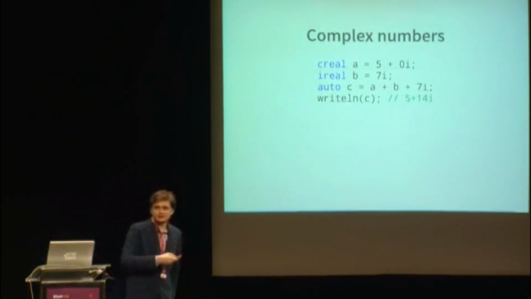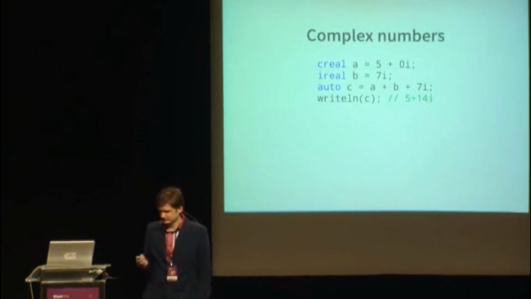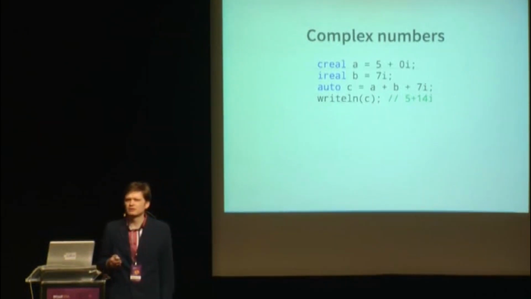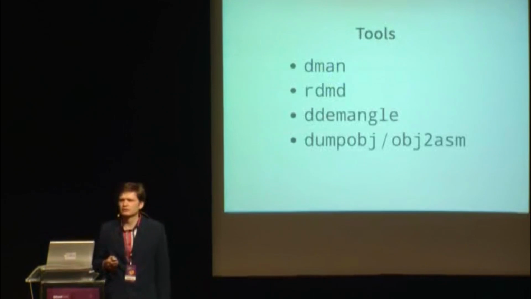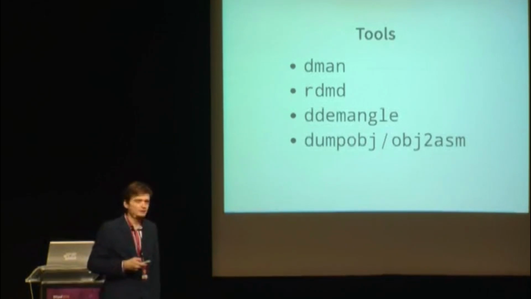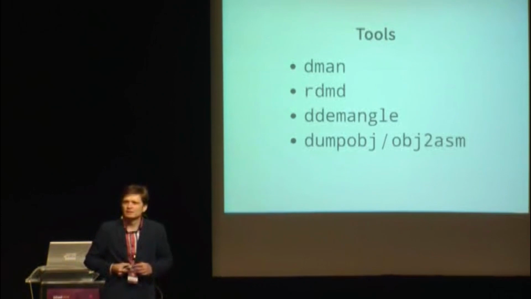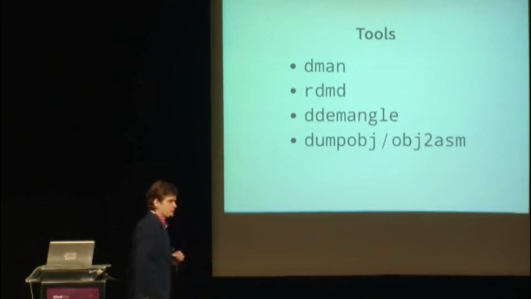Question? Yes. About dump obj, what does it provide that objdump doesn't provide? What does which provide, which doesn't provide? Because for the past year and a half we have demangling support for D in binutils thanks to Iain Buclaw. So what does dump obj provide that objdump, the binutils utility, doesn't? Oh yeah, that's a question for Walter.